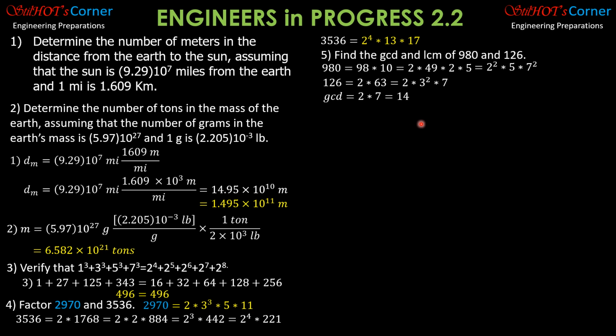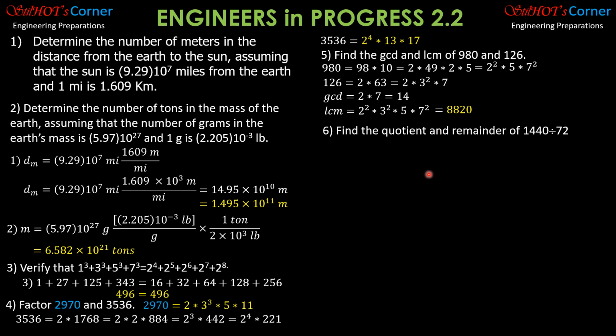Then for the LCM, 2, 3, 5, 7 are the different factors. For 2, the highest is 2 squared. For 3, 3 squared. For 5, 5. For 7, 7 squared. So the LCM is 2 squared times 3 squared times 5 times 7 squared. Getting the product, it is 8,820. So that's the least common multiple.